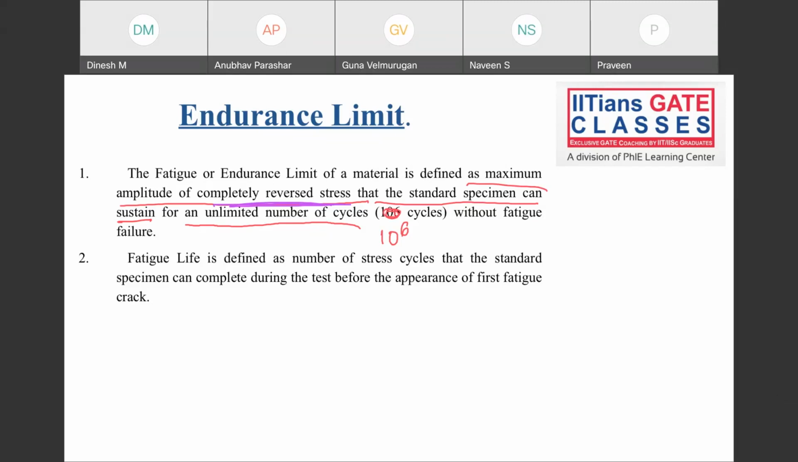Okay, we are talking about endurance limit. So what exactly is endurance limit? Whenever the material is under static loading, we have seen in the last class how it is being designed. What is the design point?